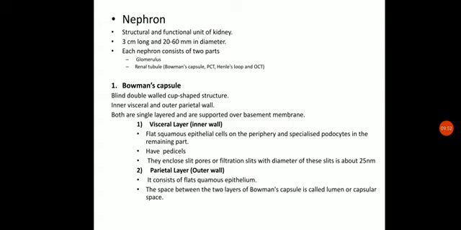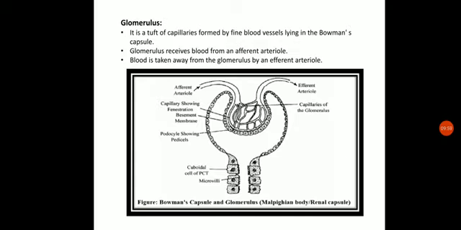Okay. So what is Bowman's capsule? Let us see here by diagram. Bowman's capsule is a C-shaped tubule. So it's a blind double walled cup shaped structure.